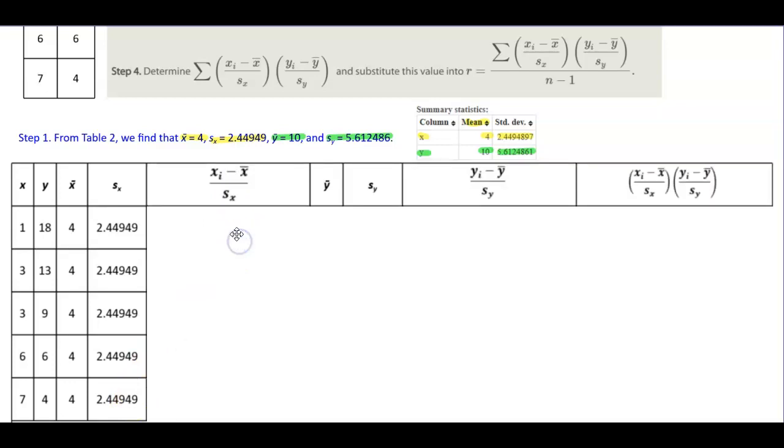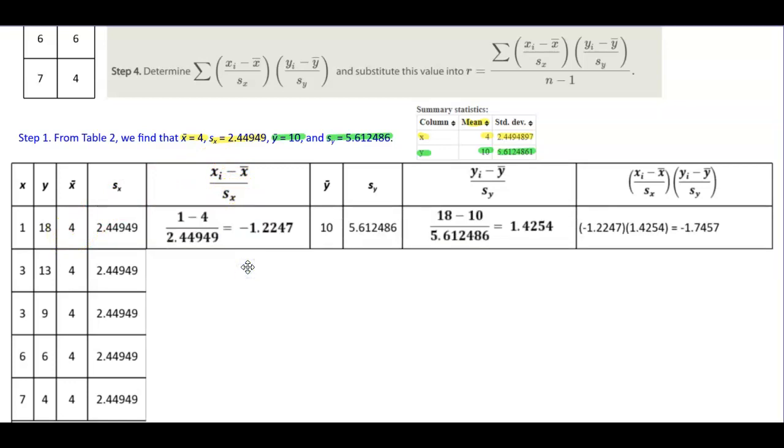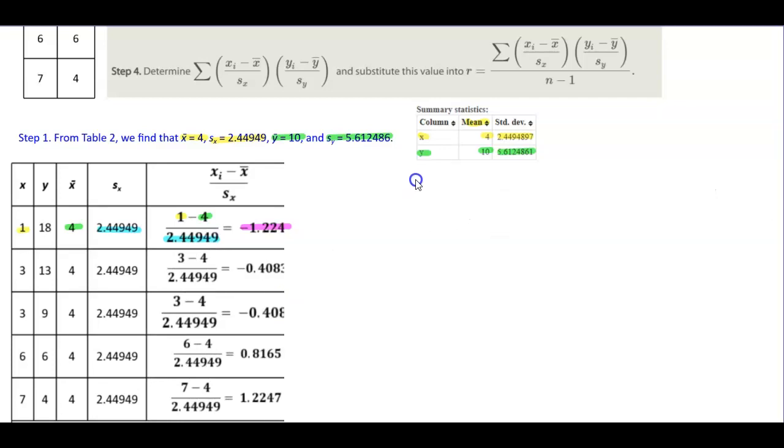Now we're going to take each data value of x, subtract the sample mean, and then divide by the sample standard deviation. So please follow along here. We have the data value of x, which is 1, and we subtract the sample mean of x, which is 4, and then divide by the sample standard deviation of 2.44949. As you can see here, that gives us negative 1.2247. Then we do the next one. The data value is 3, we subtract the sample mean of 4, and divide by the sample standard deviation to give us the value of negative 0.4083.